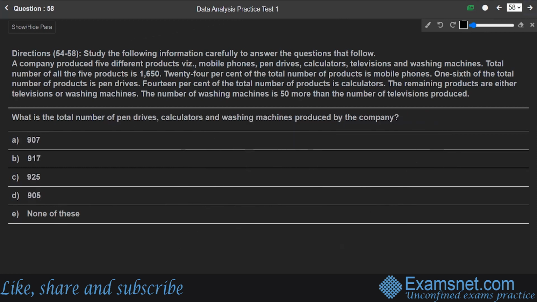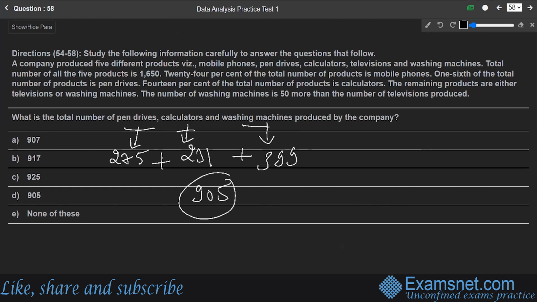Now, what is the total number of pen drives, calculators, and washing machines produced by the company? So we need to clearly have the data. The pen drive value is 275, calculators value is 231, and the washing machine value is 399. We need to add all these three numbers together, and the total sum comes out to be 905. So that is the right value, 905, available in option D, which becomes the right answer.